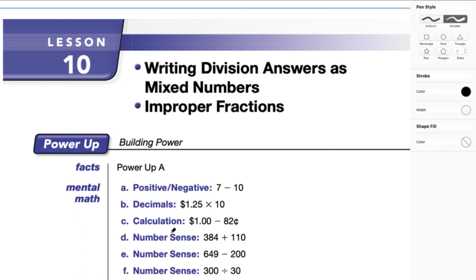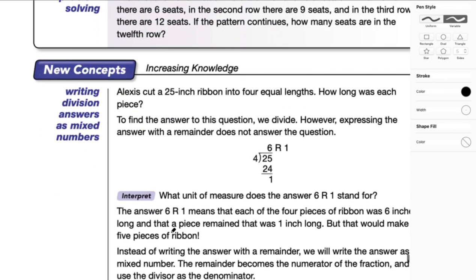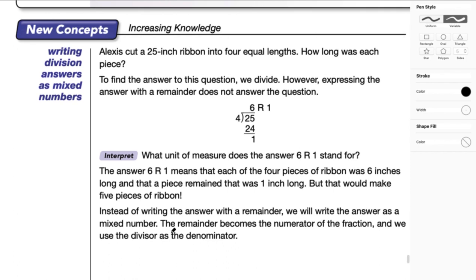We are in lesson 10. We're going to be writing division answers as mixed numbers and improper fractions. So let's go ahead and take a look at what our new concepts are. Here, we remember how to do division such that we get a remainder. Totally makes sense. But if you think about it, we can actually look at this remainder as a part of the 4 or as one of the fourths that we're trying to cut it into.